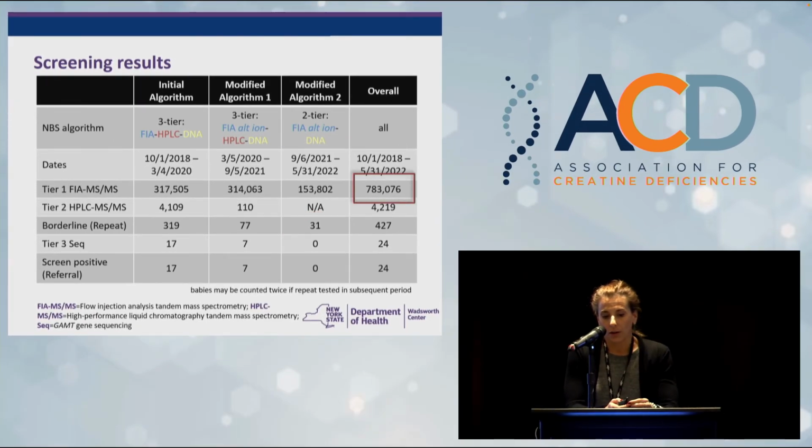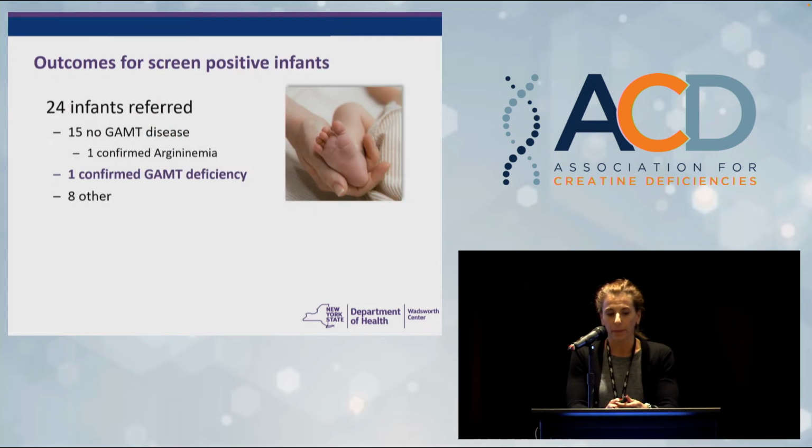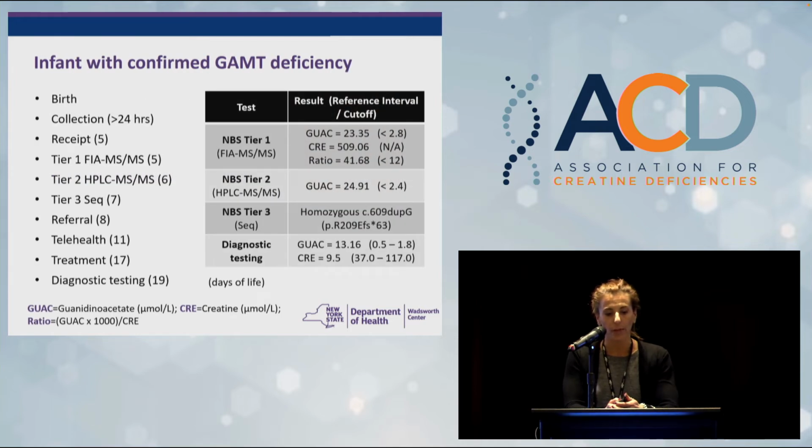Overall, we've tested 783,000 babies from October 1, 2018 through May of 2022, and we've only referred 24 babies. And so we're considered a screening lab. We don't diagnose, we screen, and we refer for a clinical diagnosis. Among those 24 babies, 15 were confirmed to have no GAMT disease, so false positives, and we had 1 confirmed GAMT deficiency. So this shows the timeline for this baby from birth to referral to treatment and testing.